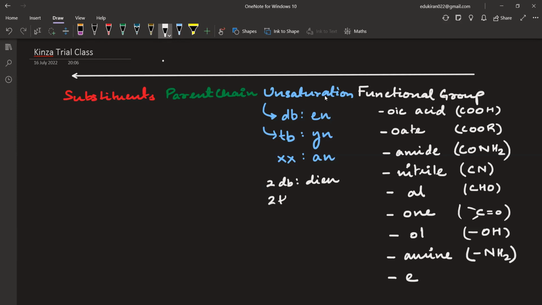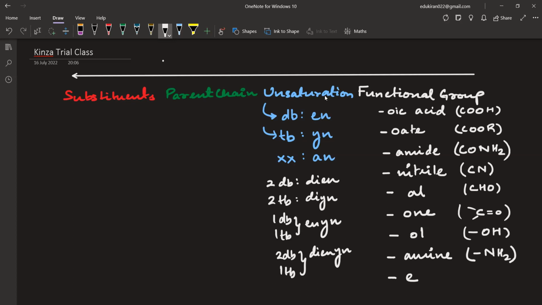If there are two triple bonds, it will be what? "Diyne". If there is one double bond and one triple bond, then it is represented as "enyne". So if you have, let us say, two double bonds and one triple bond, then the two double bonds will be represented as "diene", and then the one triple bond will be represented as "yne". Okay, I hope you are getting the pattern here.